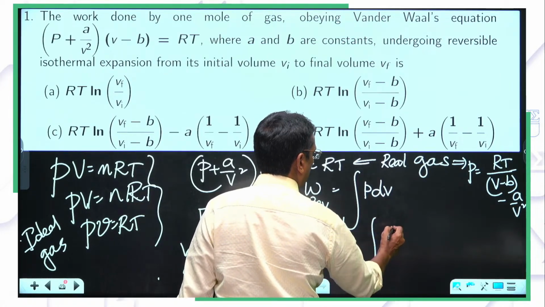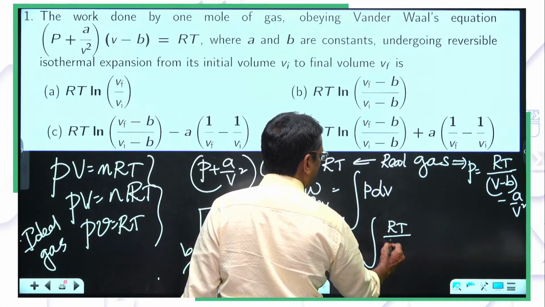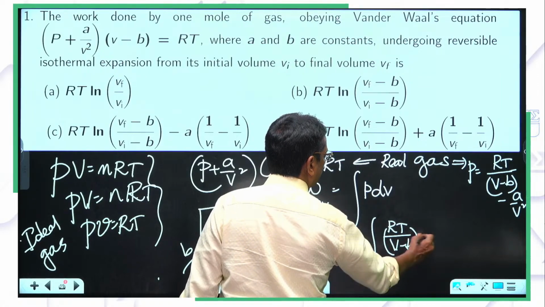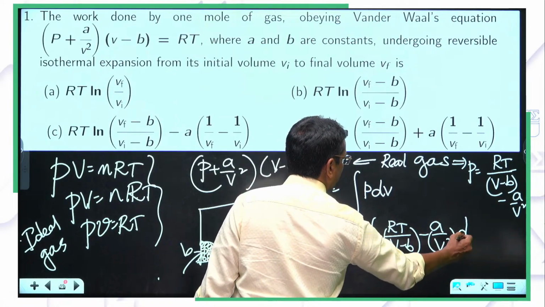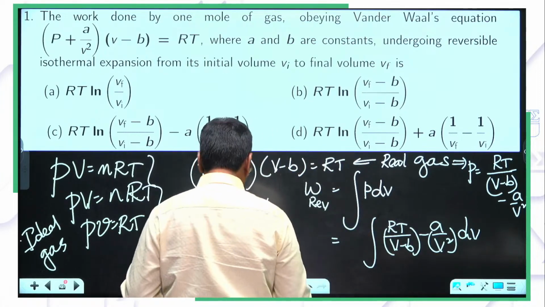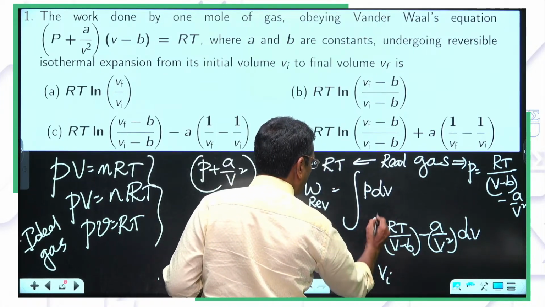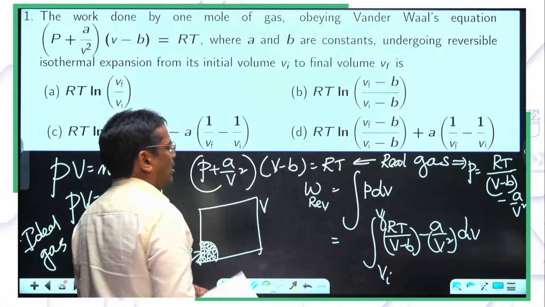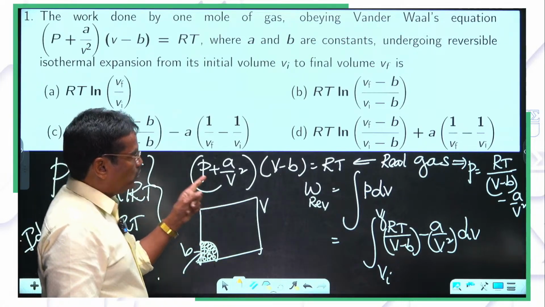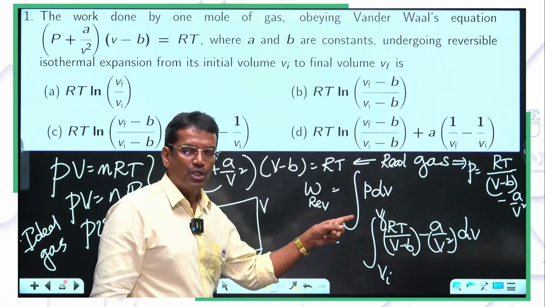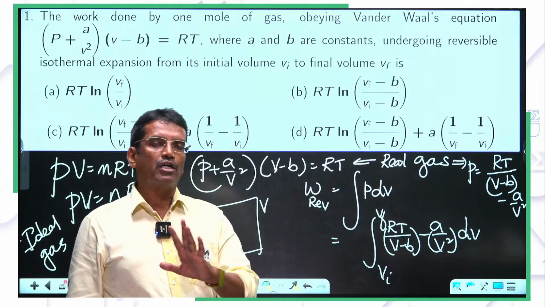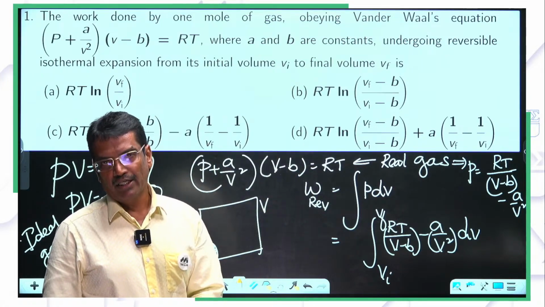Integral, what is the P? RT divided by V minus B, minus A by V square, according to the van der Waals equation, dV between the limits V initial Vi to V final. Because for any closed system undergoing a reversible process, the general work done formula will be integral PdV.